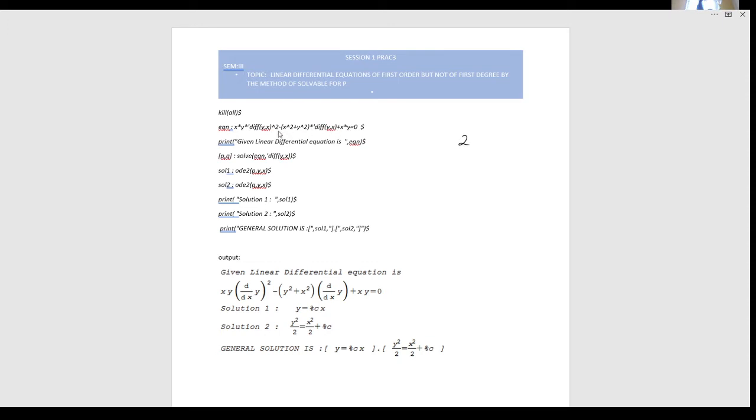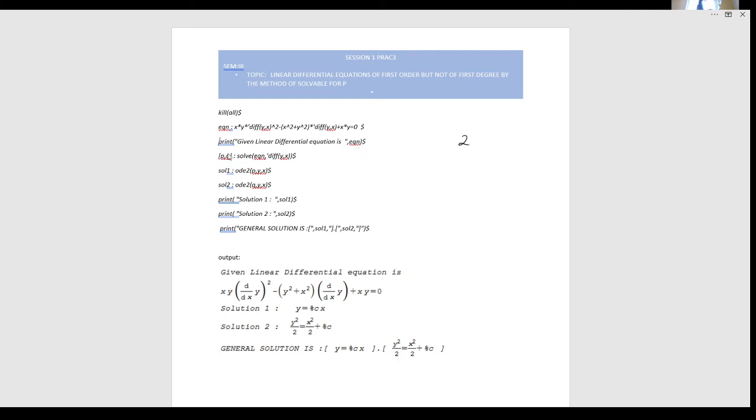Look here, the highest derivative in this equation is dy by dx, but the highest power of that derivative is 2. It's not 1, so it is a higher degree, not a first degree. So this is the equation I have taken, and print that equation. I write print, given linear differential equation is, close the double inverted comma, EQN. That prints whatever we have, like this.